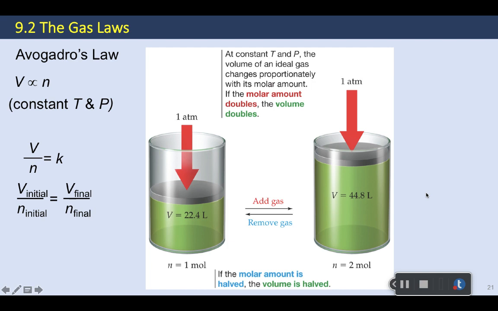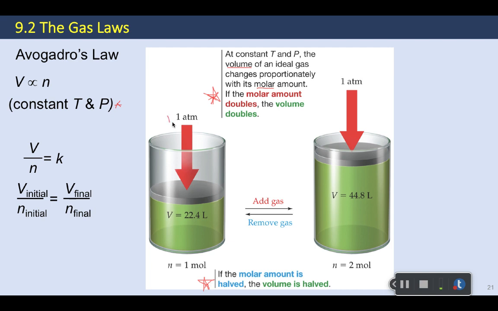Okay, so we didn't finish this in the right order, sorry. Avogadro's law is the one that tells you about volume and the number of moles. Avogadro's has to do with moles, right? And so at constant temperature and pressure, what's the case? Then the volume of the ideal gas is going to change proportionally with the number of moles. So if the molar amount doubles, the volume doubles. And if the molar amount is halved, then the volume is halved. So that helps to explain the previous example. I had my slides in the wrong order, sorry about that.